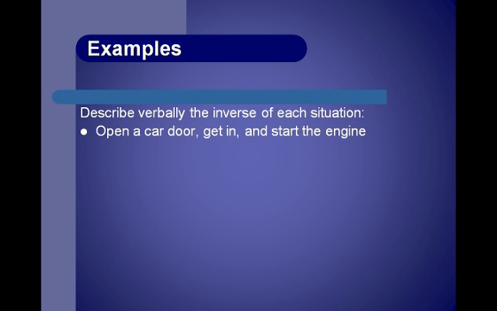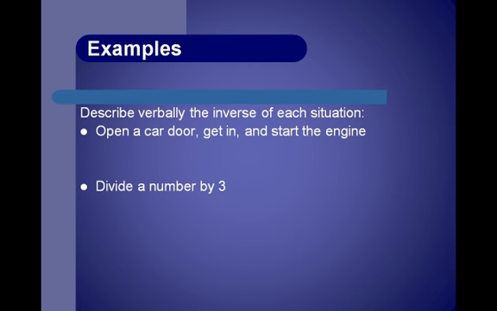Let's do some examples. Describe verbally the inverse of each situation. Well, if you open a car door, get in, and start the engine, what would the inverse operation be? Well, it would be you turn off the engine, get out, and shut the car door. You basically undo each of the operations in the opposite order.